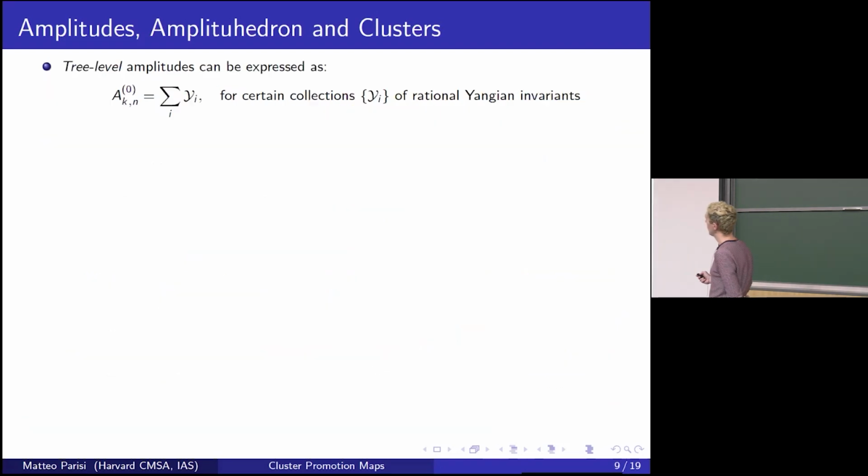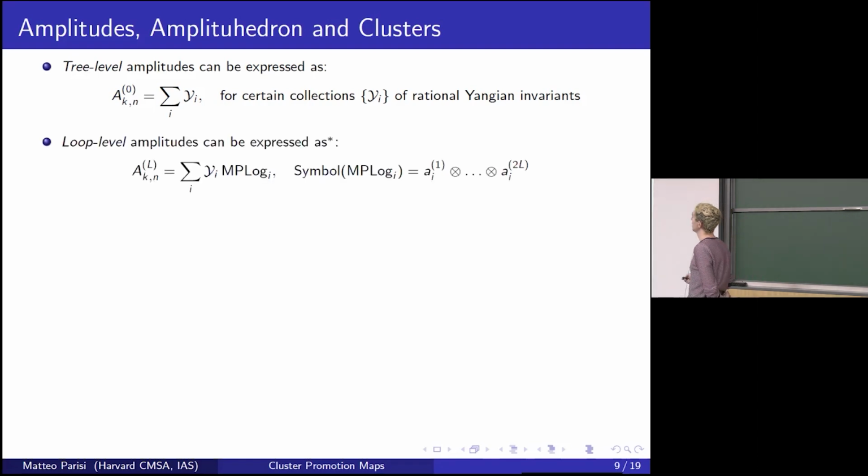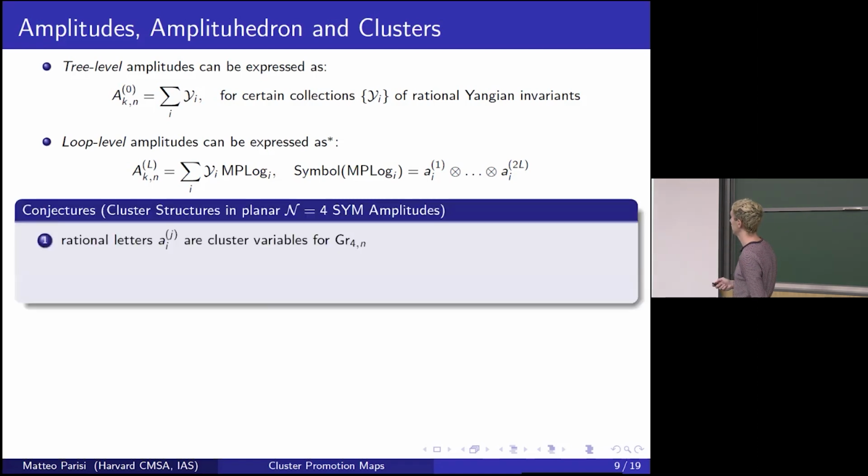Okay, so back to the amplitudes. The tree-level amplitude can be expressed in terms of these Yangian invariants as a certain collection of rational Yangian invariants, whereas the loop-level amplitudes can be expressed as a combination of multiple polylogarithms with some Yangian invariants as coefficients. And as we've heard many times, the singularity structure of the multiple polylogarithms can be encoded in the symbol letters. So a_{i1} up to a_{i2L} are called the letters.